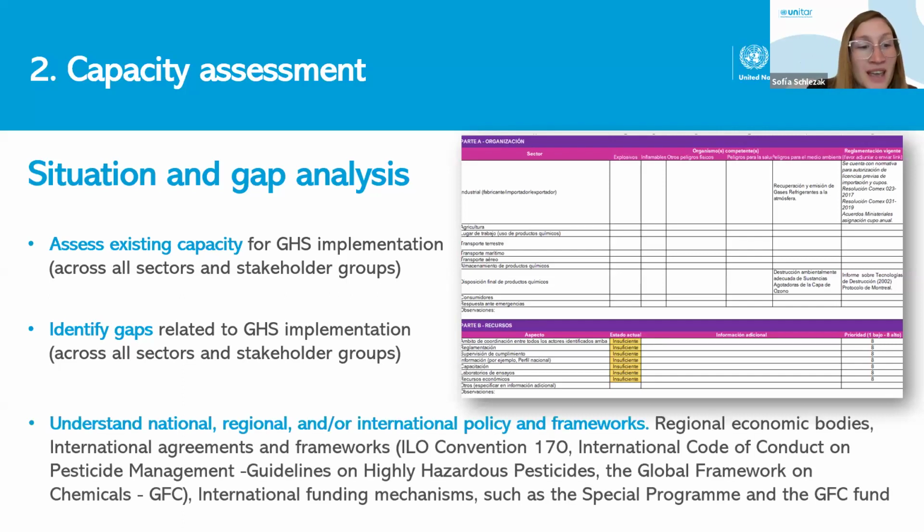This is just a format, but for you to have an idea of how it looks, and it shouldn't be that hard, but sometimes it takes time, because of course getting information from all the different areas is not so easy as it sounds. Part of this situation and gap analysis is also to understand the national, regional, and international policy and framework. So it is really important to analyze if your country is part of a regional economic group. For example, we have the Asian Pacific, we have the Andean, and all of those different groups that sometimes have regional legislation or regional standards that then are implemented at the national level. So that is important, and that could guide the local work.